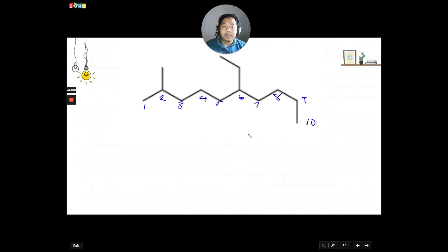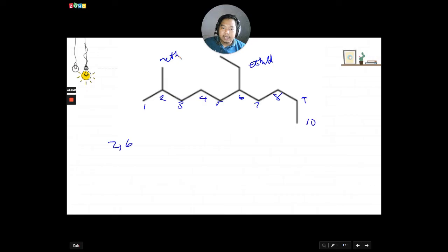By the way, you can start counting either from left to right or right to left. The point is, you have to start counting where the attachment will get the lowest possible number. What do I mean by that? Here, I have two. This is a methyl. A methane becomes an attachment, so it's a methyl. What about this one? It's a methyl first. You add another carbon. What comes after methyl? It becomes ethyl. So, ethyl. And the numbers would be 2 and 6.